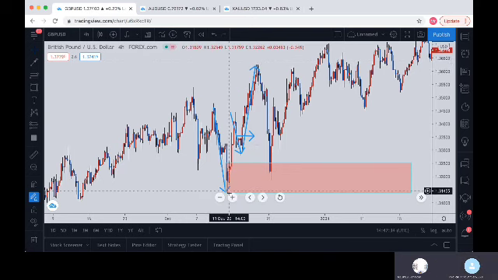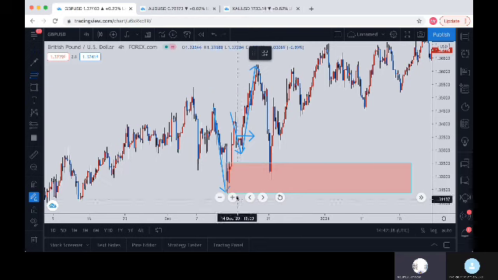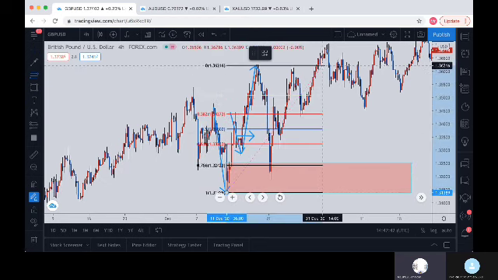So same thing, right? The market structure breaks to a new higher high. So again, same setup, like this, same setup like this.